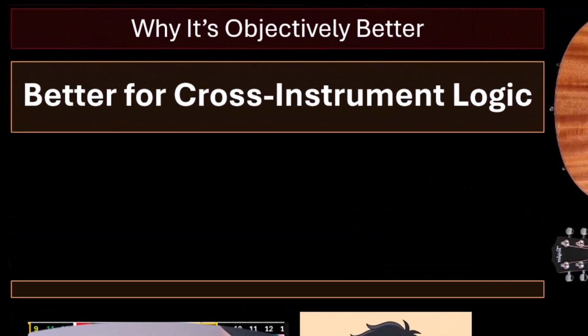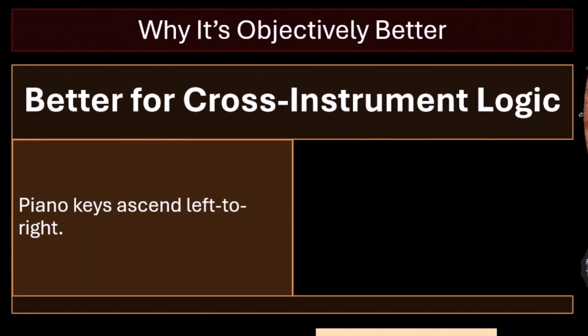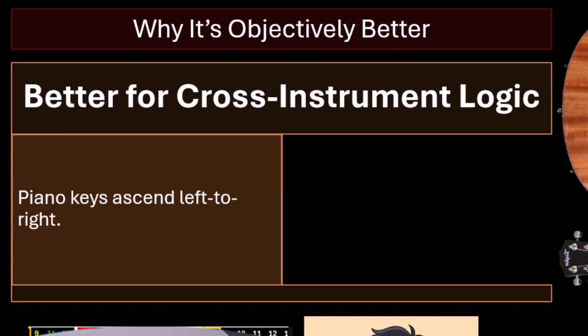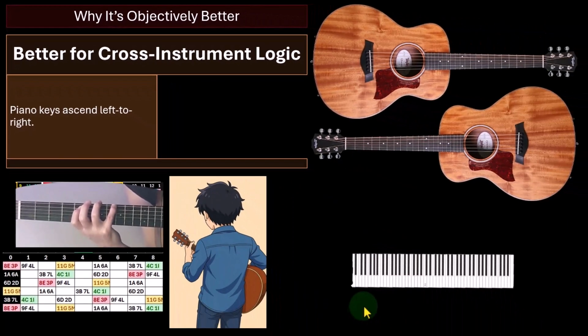Okay, so better for cross-instrument logic, piano keys ascend left to right. So when you're on a piano, also notice that a lot of music theory is built on the concept of the piano. Even many people that teach guitar can't resist going back to the piano. I'm even doing it sometimes, and I never played the piano, right?